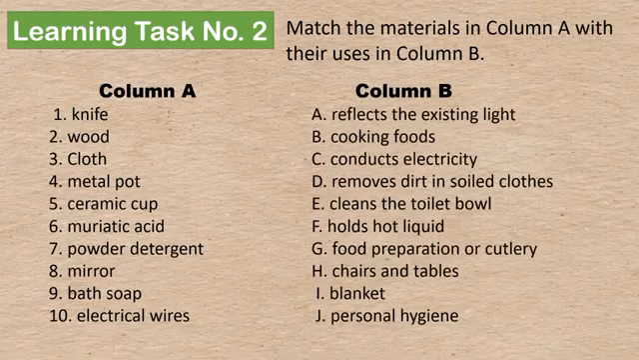This is column B. A. Reflects the existing lights. B. Cooking foods. C. Conducts electricity. D. Removes dirt in soiled clothes. E. Cleans the toilet bowl. F. Holds hot liquids. G. Food preparation or cutlery. H. Chairs and tables. I. Blankets. And J. Personal hygiene.